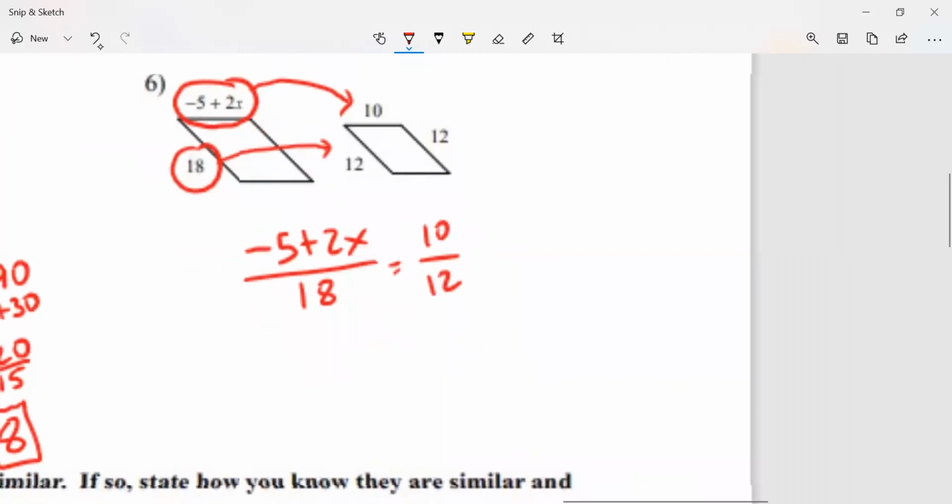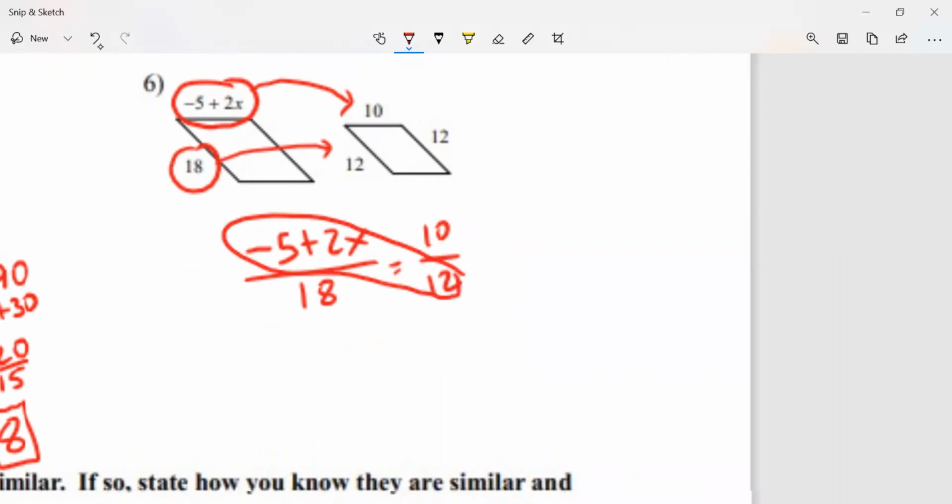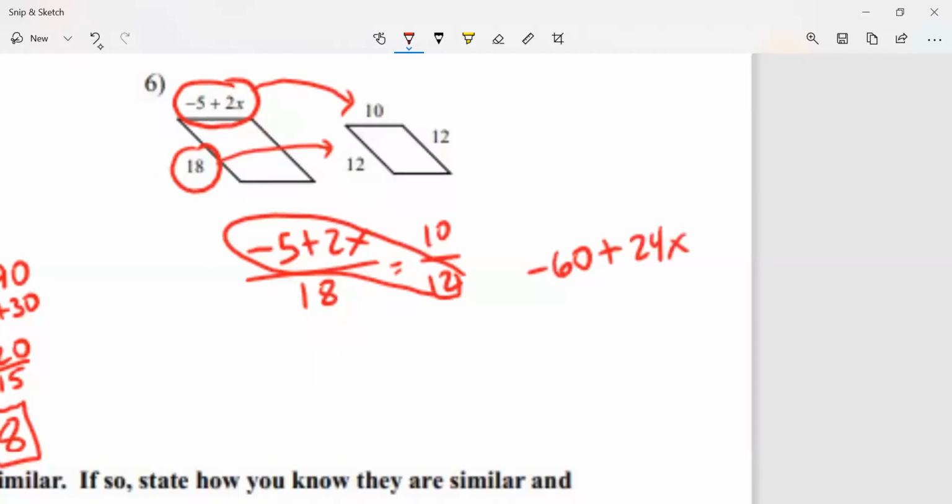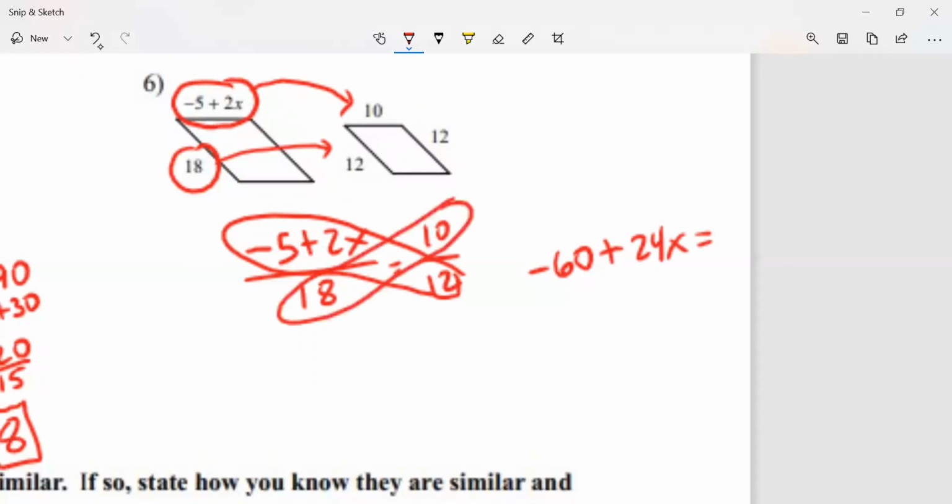So let me cross multiply. 12 times a negative 5. All right, 12 times a negative 5 is negative 60. And then there's a plus sign. 12 times 2x equals 18 times 10. Okay, so I have the negative 60 plus 24x is equal to 180.